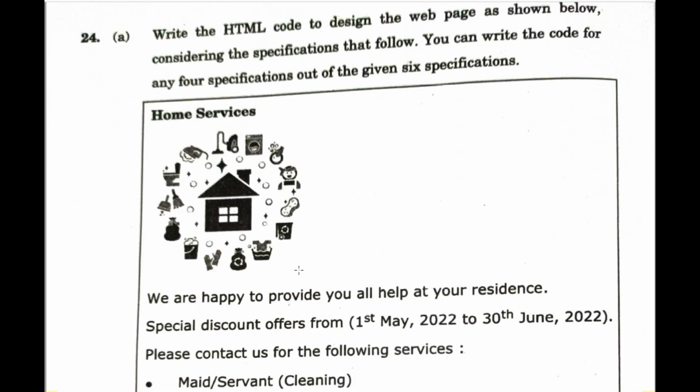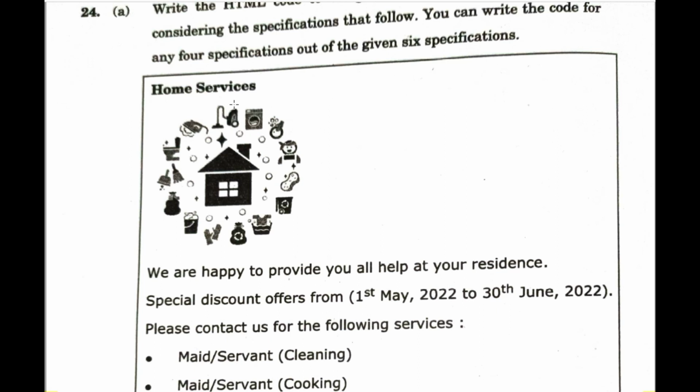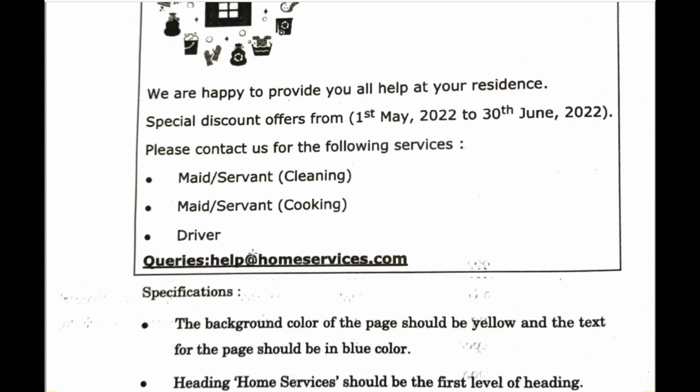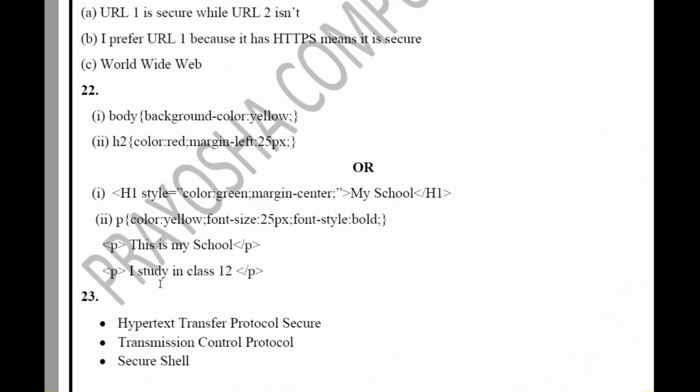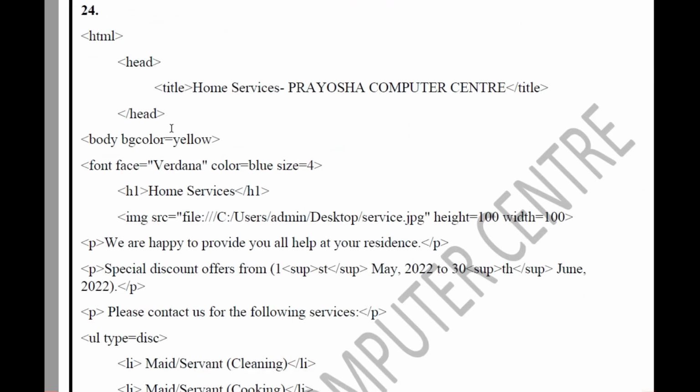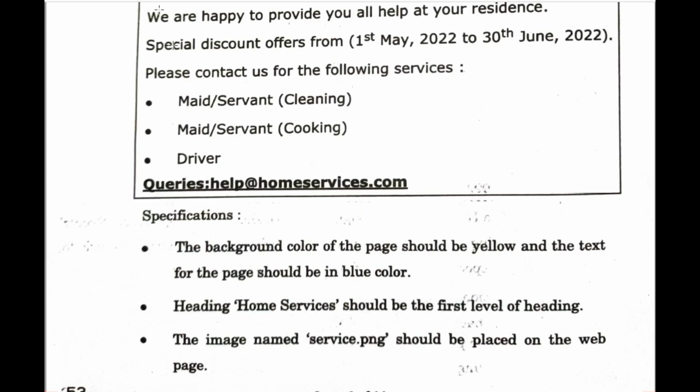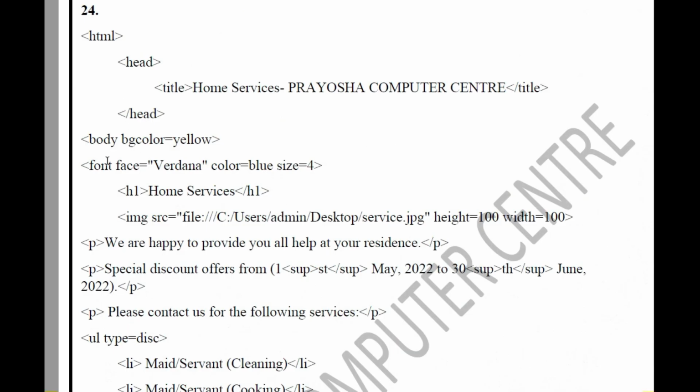Now section D. So we have to design this page, including some questions that are given there, home services, and we have to follow this. Okay, first, the background color of the page should be yellow and the text of the page should be in blue color. So here I have written the entire HTML code. Background color is yellow and font face we have used Verdana, and the font color is blue and size is 4, because they have said home service should be in the first level heading. Okay, so here we have written the h1 tag and in that, home service.